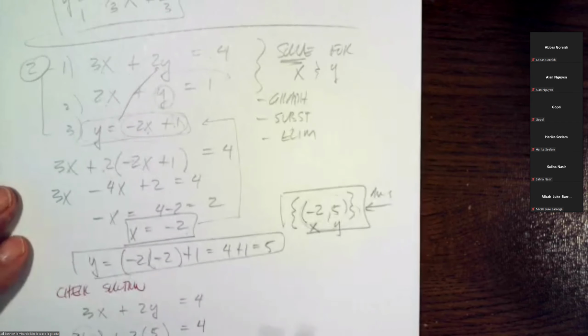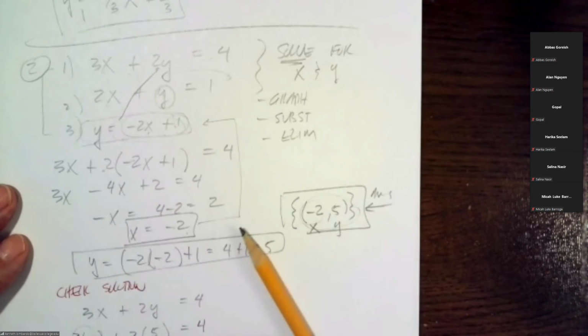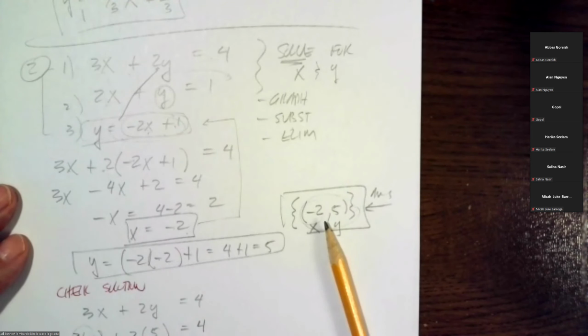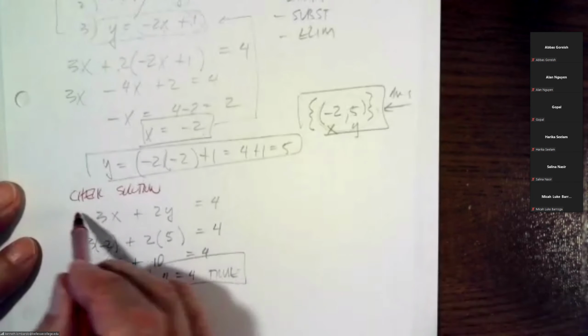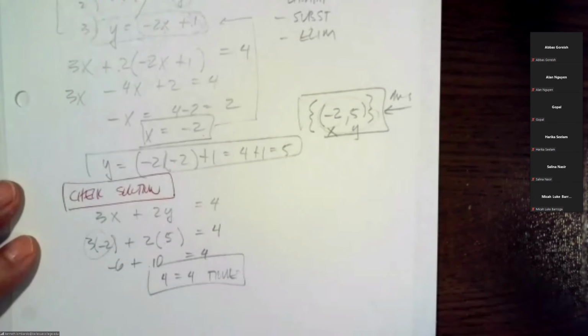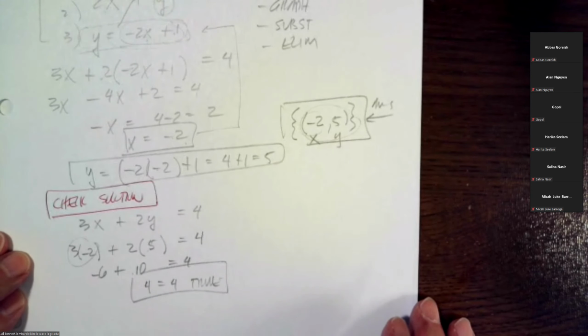So we've gone through and done a solution, come up with the answer for the solution, and then come back and check our solution by plugging these values back in, and we got a true statement. So we said, okay, looks like that's true. Questions? Okay.